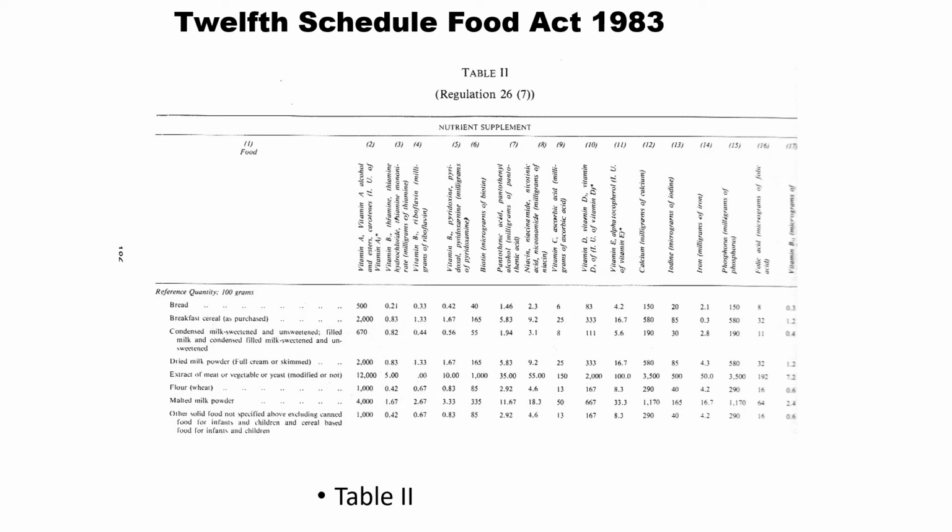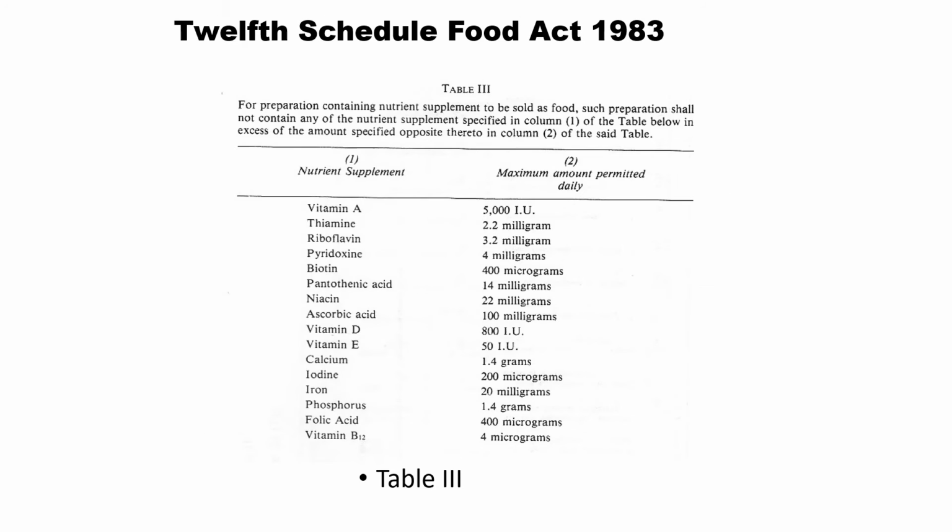So there is another one, which is table 2. It's a combination of types of food, for example bread, breakfast cereals, dry milk powder. All these with the combination of vitamins with some other things, and the amount, how much it should be. You can refer to this table carefully for further information. And let's move on to table 3. So nutrient supplement and the maximum daily permitted amount. For example, vitamin A, which is 5000 IU, thiamine 2.2 milligram, riboflavin 3.2 milligram. So it's clearly written here.